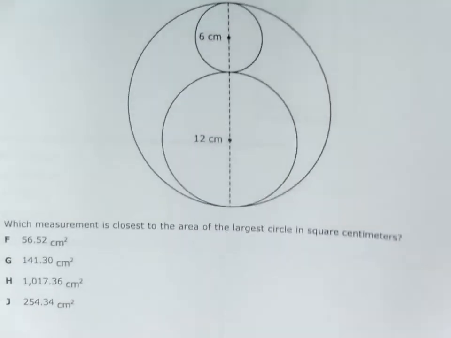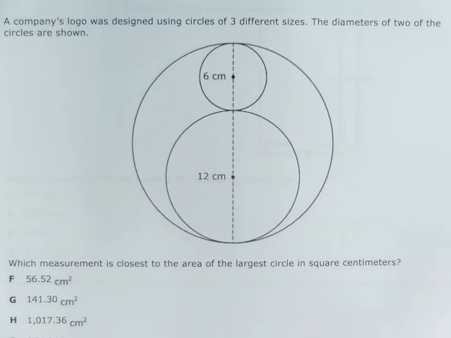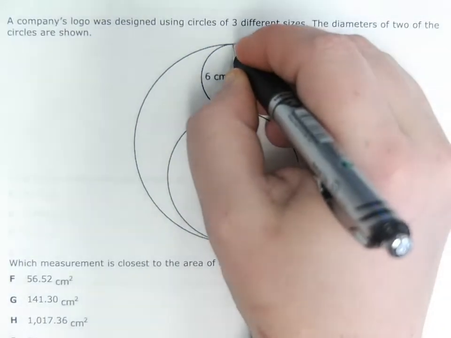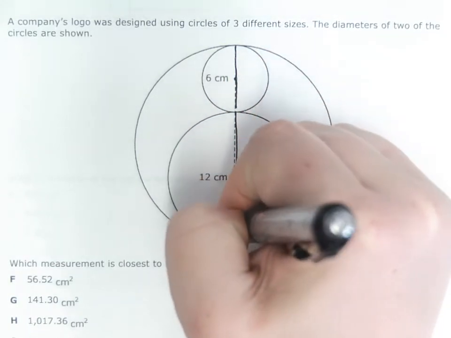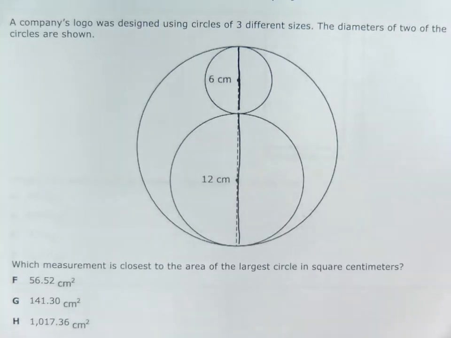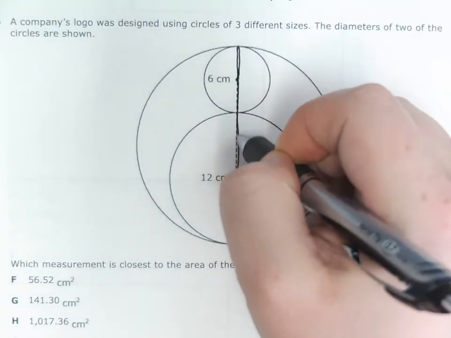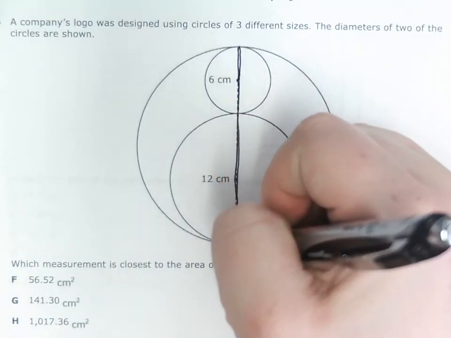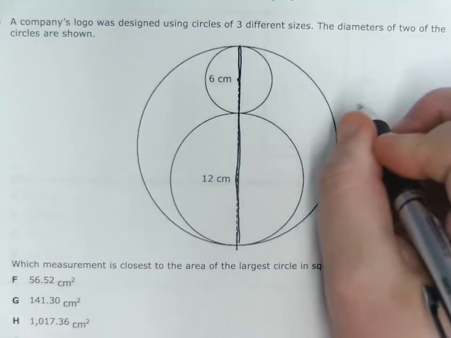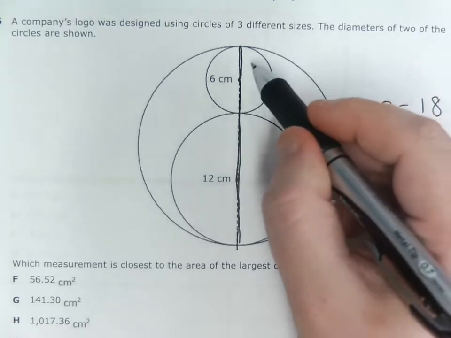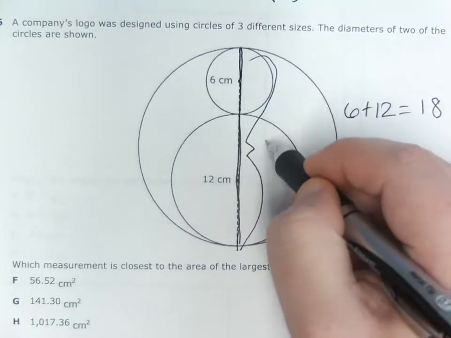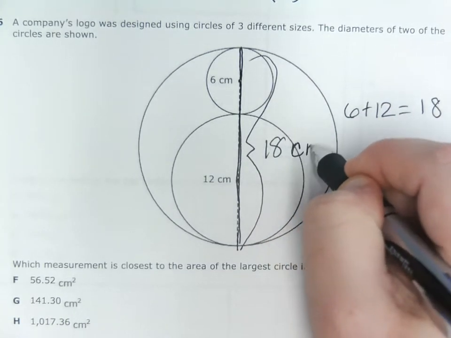Okay. A company's logo was designed using circles of 3 different sizes. The diameters of 2 of the circles are shown. So this is a diameter. This one is the diameter of 6, and then this one has a diameter of 12. Okay? And then if you see those diameters, they get put together. So when I want to put them together, I can find the diameter of both of them. So I can do 6 plus 12, and that equals 18. So my diameter of the whole circle is 18 centimeters.